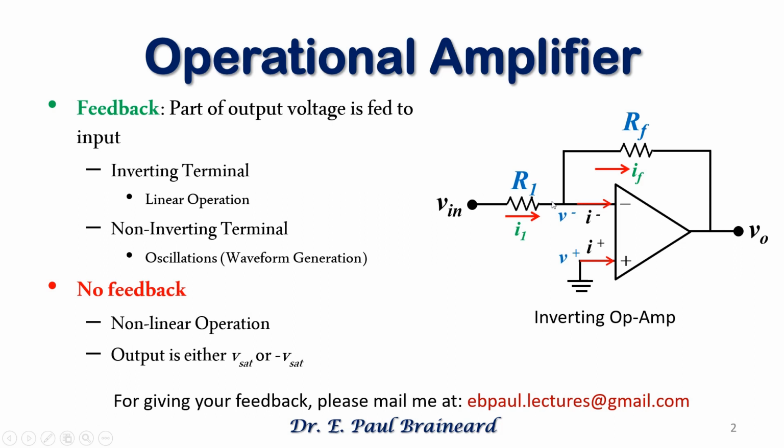There are two inputs in case of op-amp: inverting and non-inverting. For linear operations, output is fed back to the inverting input terminal. Linear operation is when output varies linearly with input signal. For generating oscillations at the output, that is for generating waveforms, etc., output is fed back to non-inverting terminal.